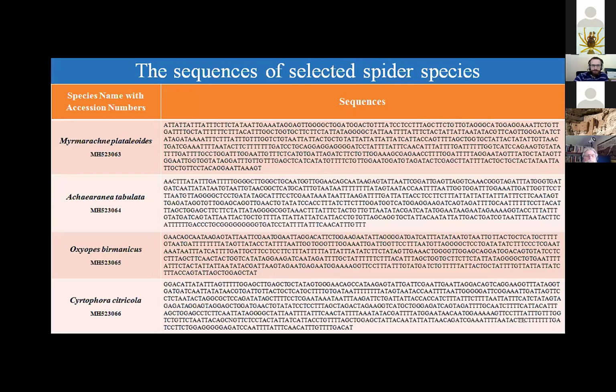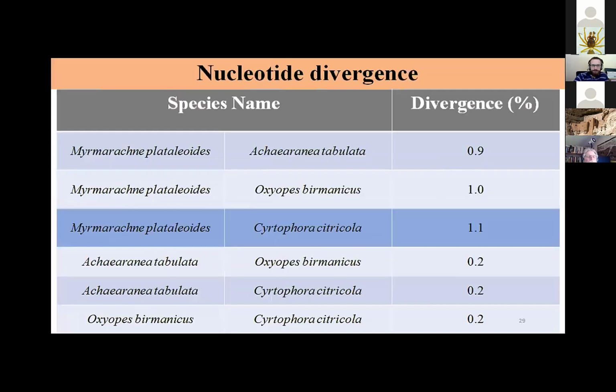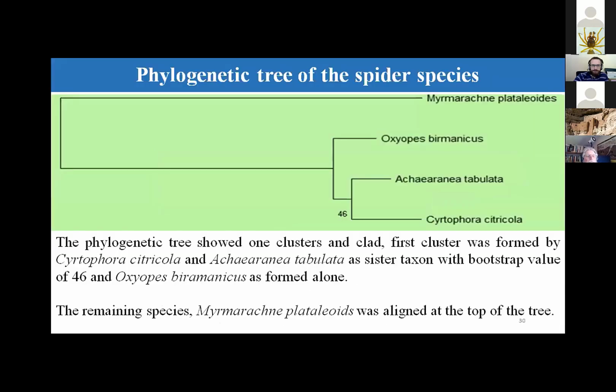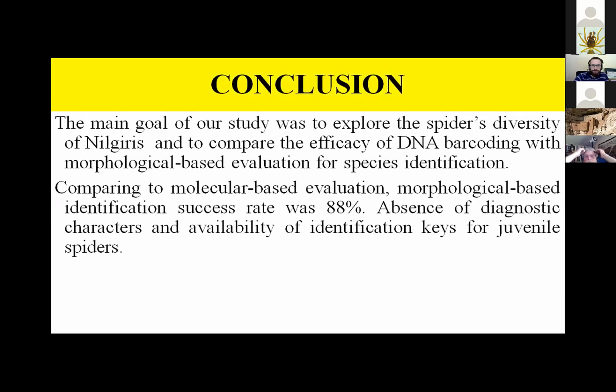The sequences of the selected spider species were submitted with gene accession numbers. Myrmenotium platolites has a divergence very close to other species. The phylogeny of the spider species showed one cluster and a clade. The first cluster was formed by Cryptophora citricola and Acarina tablata as sister taxa with a bootstrap value of 46, and Archiopus brahminicus formed alone. The remaining species, Myrmenotium platolites, was aligned at the top of the tree.